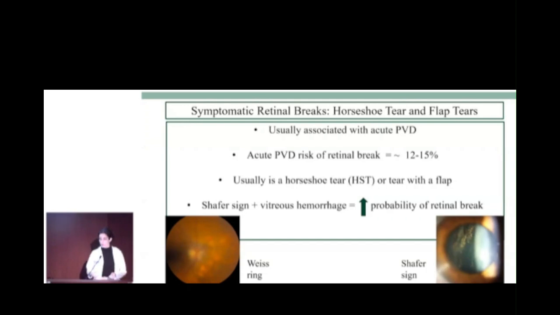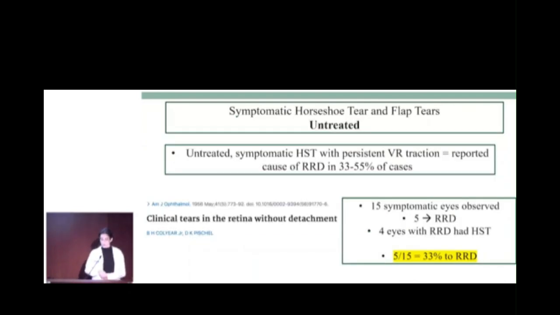The horseshoe or flap tear has traction at the apex of the tear typically. Schaefer sign and vitreous hemorrhage we all recognize as signs of increasing the probability of finding a retinal break, not always at the initial visit, but increased risk. So now let's kind of get into the material and where the preferred practice pattern guidelines come from, by this expert panel that reviews available literature.